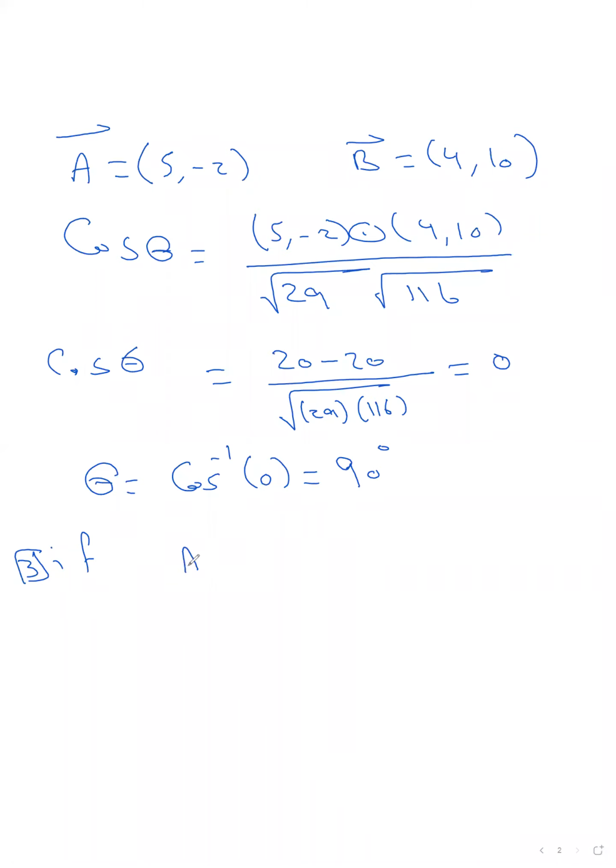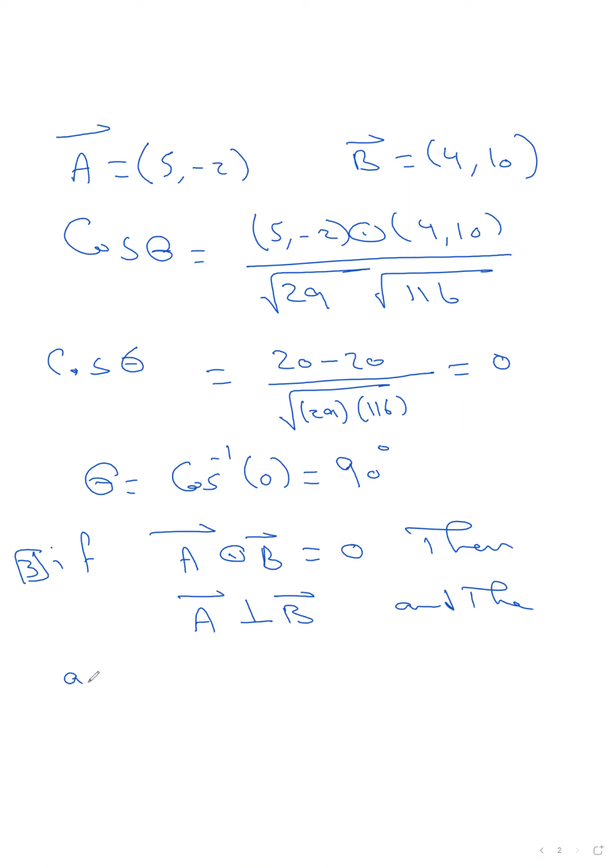Number 3, if A dot B equals 0, then vector A is perpendicular to vector B, or the angle between them is 90 degrees. Okay, so this is the third case.